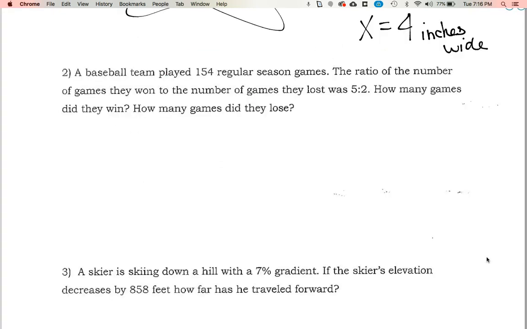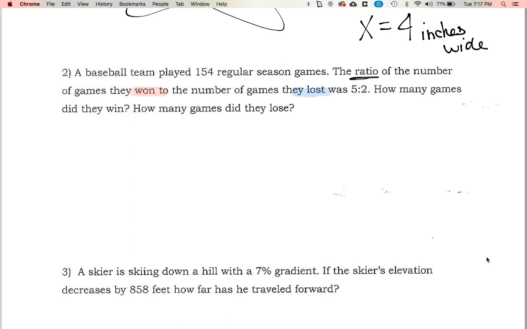So I'm going to challenge us in this next one to make sure we understand what our numbers represent. It's important to label the numbers. So a baseball team played 154 regular season games. The ratio of the number of games they won to the number of games they lost was 5 to 2.